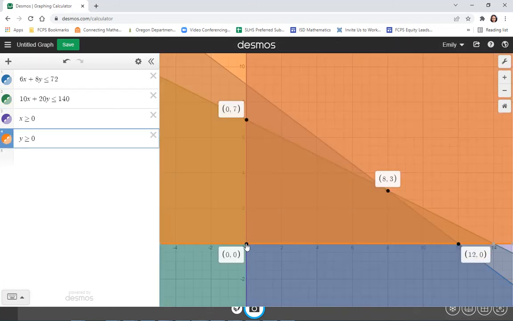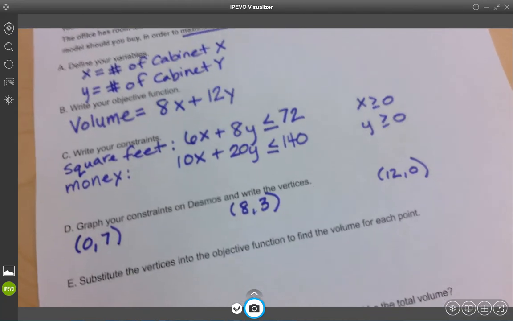All right, and 0, 0. And you're going to write your vertices down for part D. If you haven't graphed it yet, take a minute to graph it. I'm actually going to skip writing the 0, 0 because I know I need file cabinets, so I'm not going to get 0. So I put those points on my paper.